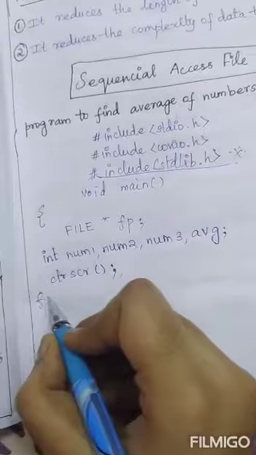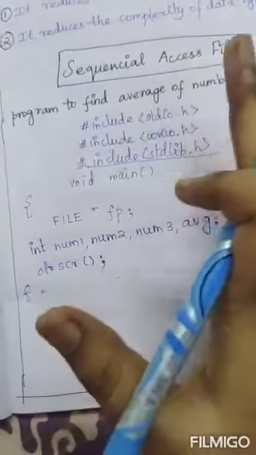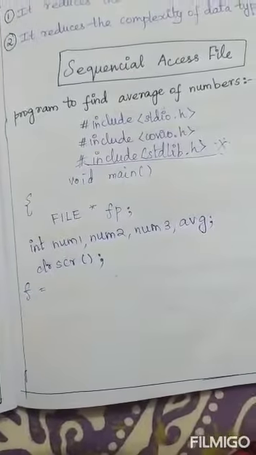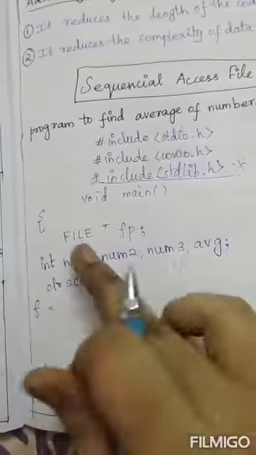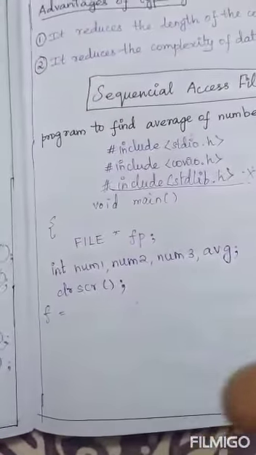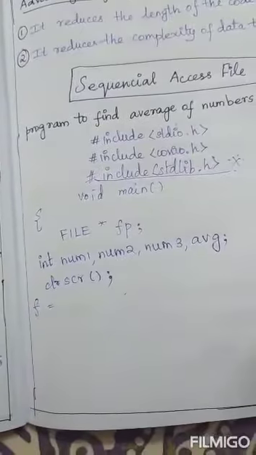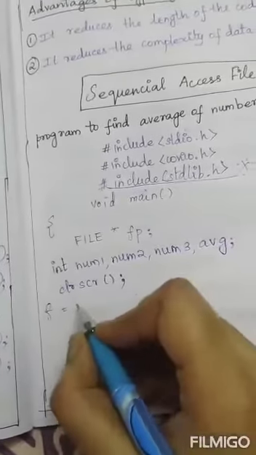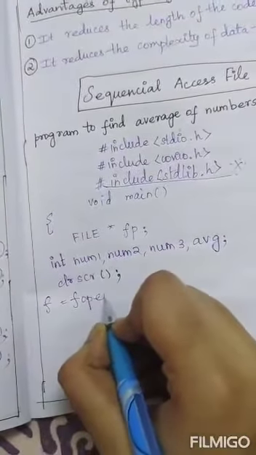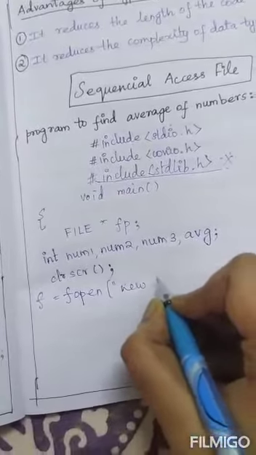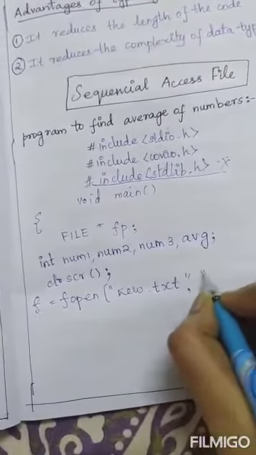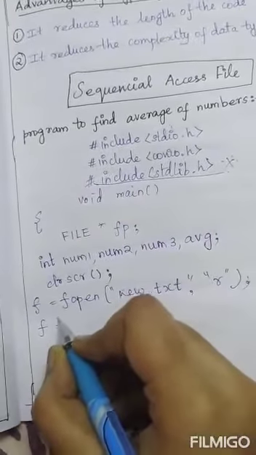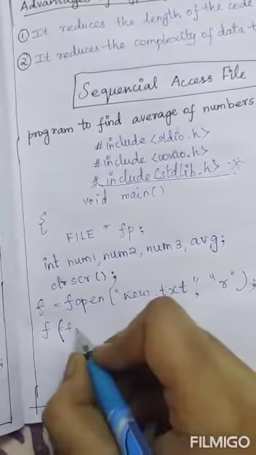Then this fp variable is equal to fopen. As it is a sequential access file, this program takes place in a notepad or a Microsoft Word like thing. While performing this program, the notepad or word text will open, and you have to save that file under a name. So for that, fopen, I am saving it as new.text and I am only reading it, with the variable fp.